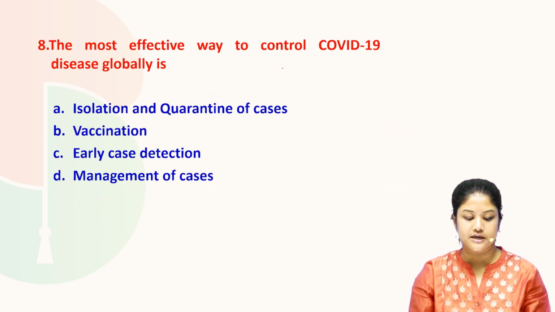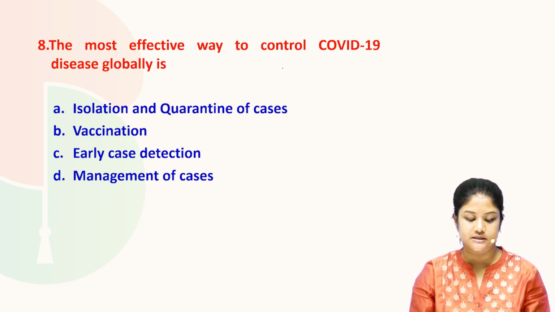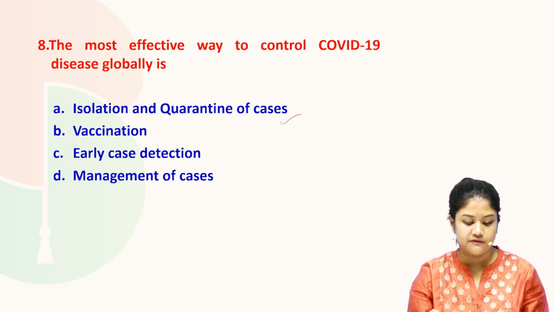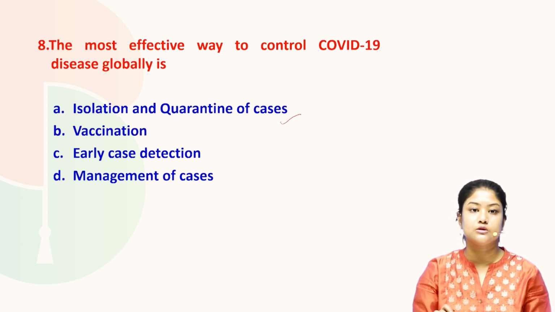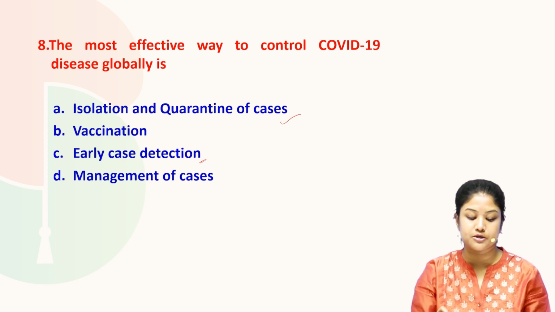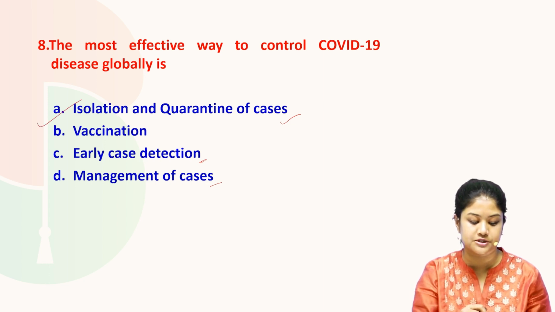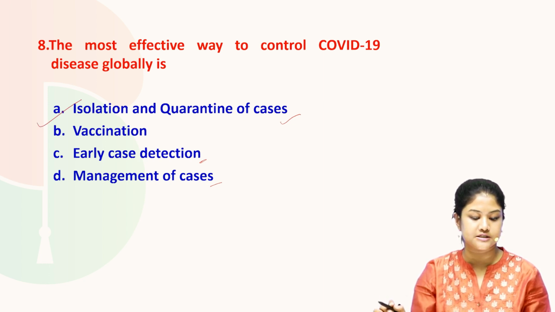So now looking into our next question, the most effective way to control COVID-19 disease globally is: isolation and quarantine of cases, we can use this. Vaccination, it is not possible to vaccinate all the individuals globally at the same time, so it is not feasible. Early case detection, it is also feasible to some extent, but we cannot guarantee that we'll be able to detect all the cases early. Management of cases is a secondary option after all the options given above. So the only possible or correct option is isolation and quarantine of cases.